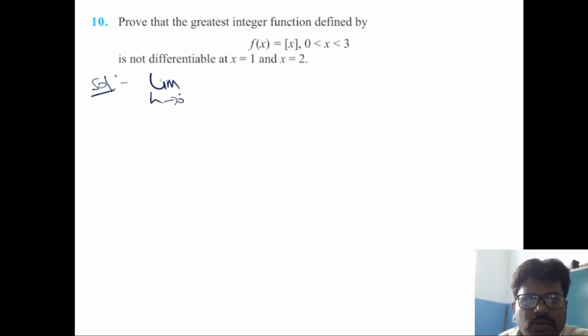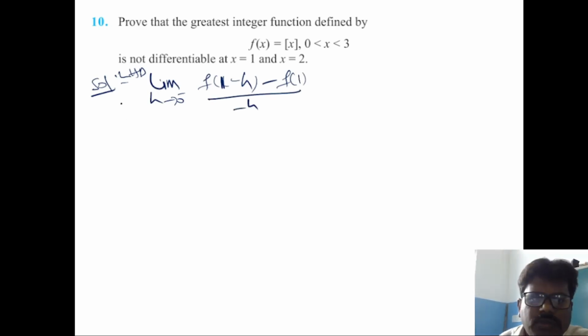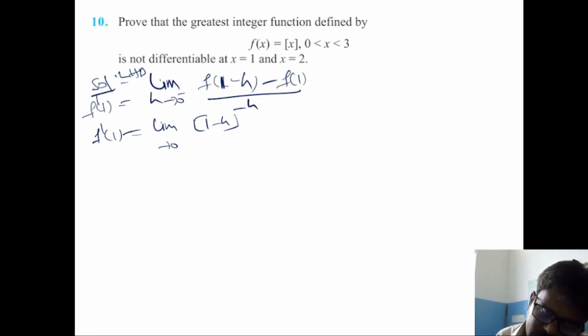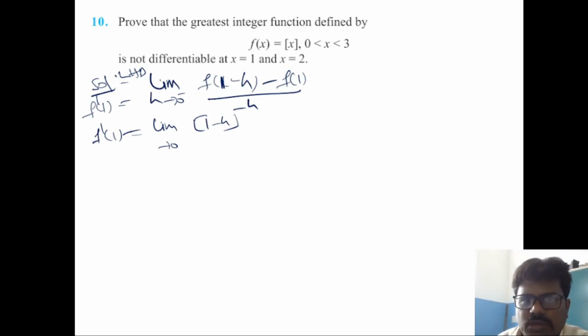Limit h tends to 0 minus, first we are finding the left hand derivative. So f of c minus f of, first we are checking it at 1. So f of 1 minus h minus f of 1 divided by minus h. So here f dash of 1 is equal to limit h tends to 0, f of 1 minus h. So write as it is. Here the function f of x is mod greatest integer of x. So here greatest integer of 1 minus h minus f of 1, so greatest integer of 1, divided by minus h.